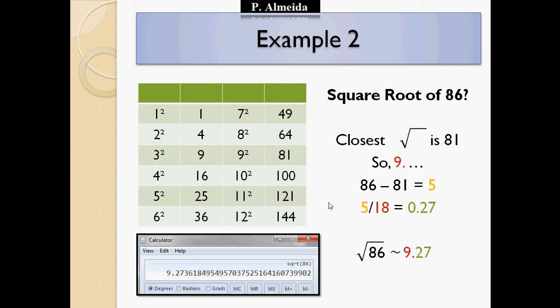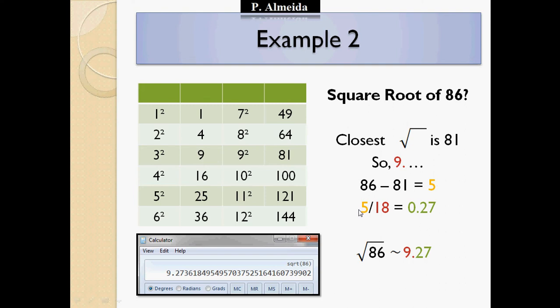So imagine square root of 86. Again, I'm going to look at the closest number and I get 81. 9 times 9 or minus 9 times minus 9 gives me 81. So my result is going to be 9 point something. To find the remaining numbers, I do 86, which is the number people are asking me about, minus 81, which is the closest square below, okay? So 86 minus 81, that gives me 5.